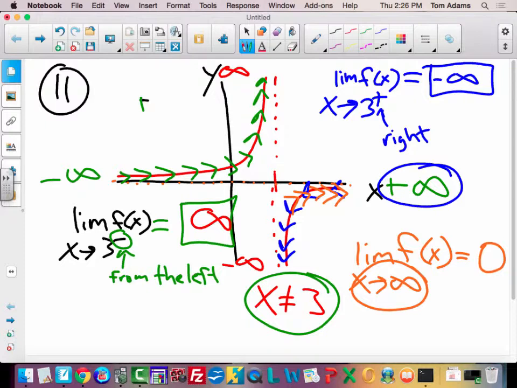So now if I were to say to you guys, all right, that's cool, let's do one more. What's the limit of f of x as x approaches negative infinity? Well, what we're going to do is we're going to come now this way and go towards infinity, and what do you think that value is? 0. 0.